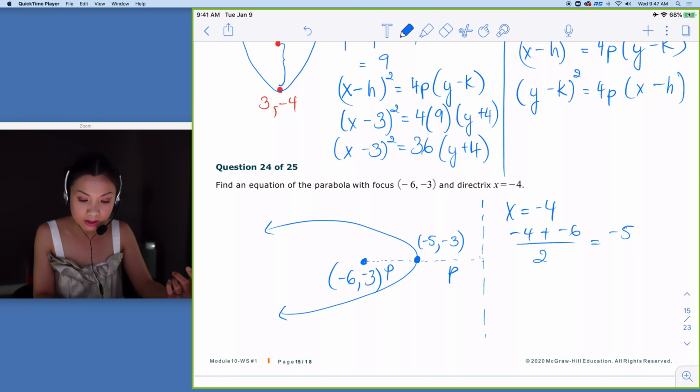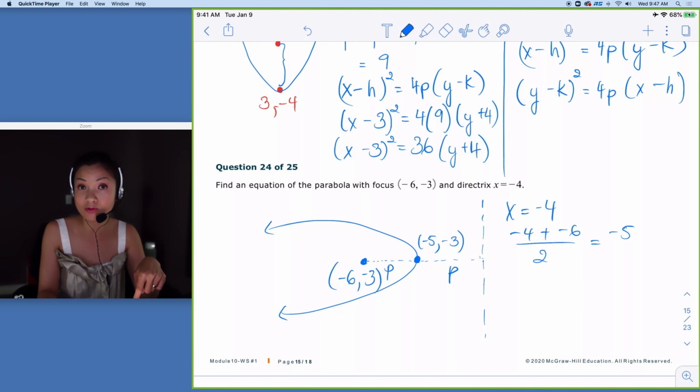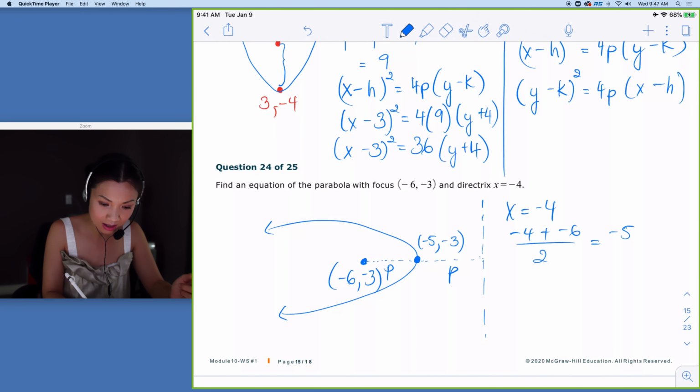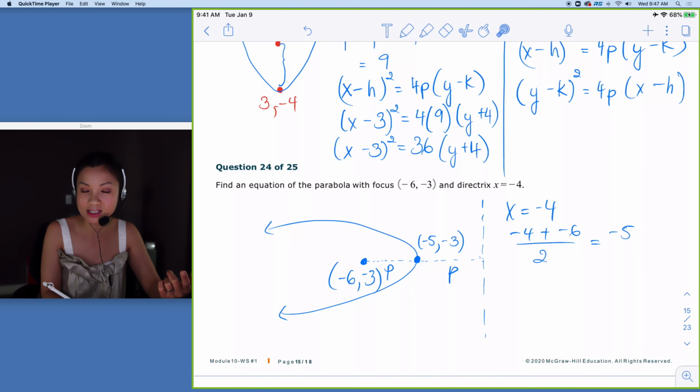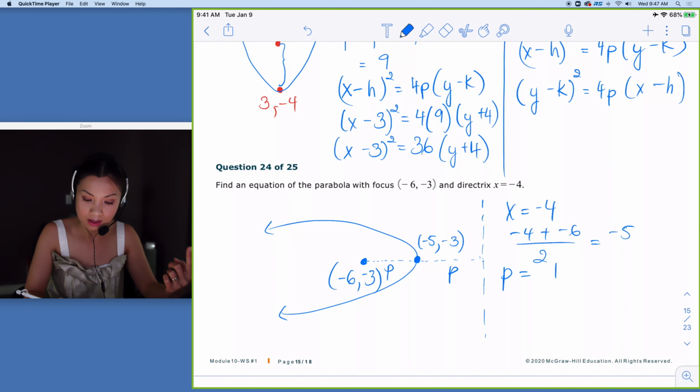Now what we're looking for is P. Now P is going to be really easy, right? Because it's the distance from the vertex to the focus or from the vertex to the directrix. You see that I don't have to calculate anything, right? Because this is negative 5 and this is negative 6. So that's 1. Or this is negative 4 and this is negative 5. So P has to be 1. So P is 1. All right.